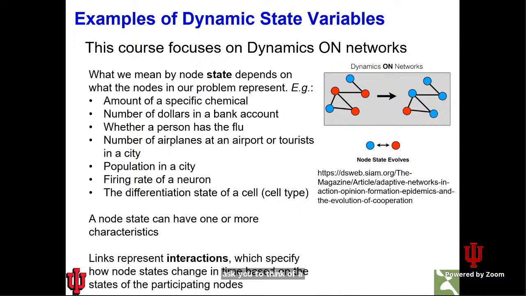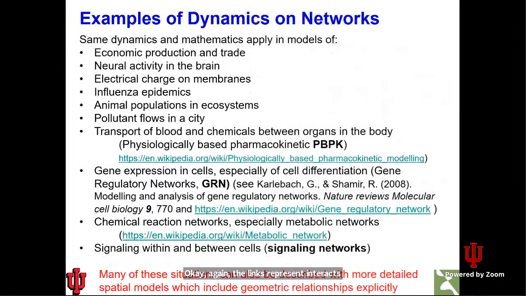And the first homework problem is going to ask you to think of a network and describe, just verbally describe how it works. And I encourage you to be creative. I show that United Airlines one all the time, and then I get 10 homework assignments, all of which are United Airlines flight maps. It's okay, but try to pick something that's interesting. Okay, again, the links represent interactions which change the node state.